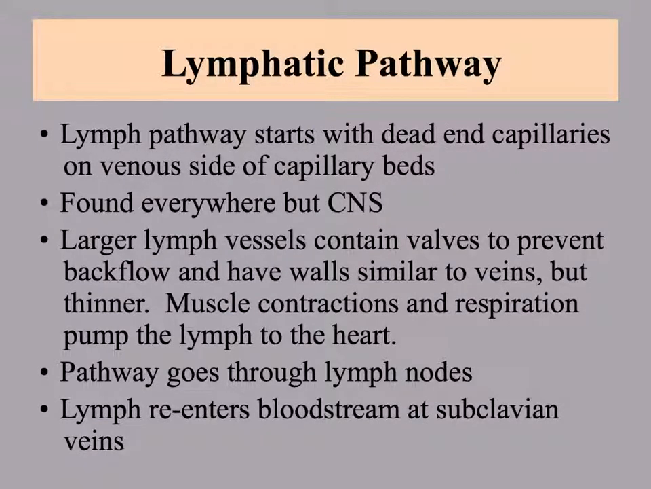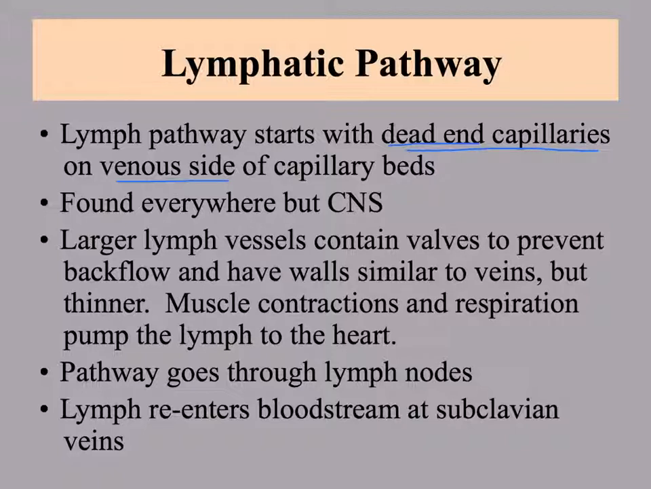So let's start with talking about the lymphatic pathway. How does the lymph move through the body? It starts with the very, very small vessels that are known as lymphatic capillaries, but they, unlike our circulatory system capillaries, they're not a cycle, a circle that goes around. They only go one way, so they have dead ends. They are found on the venous side of the capillary bed. They are not found on the arterial side, and we find them everywhere in our body except our central nervous system.